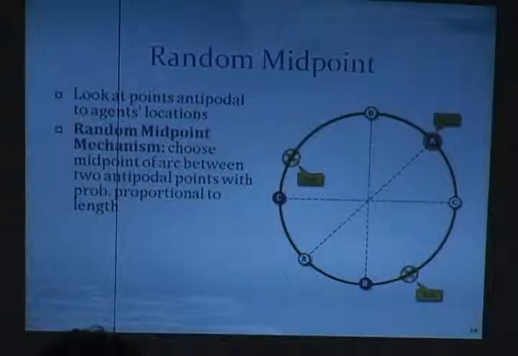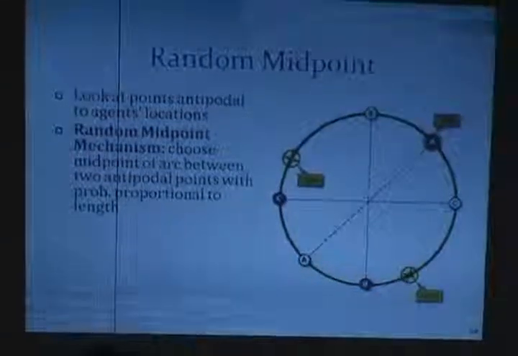So the random midpoint mechanism works as follows. For each pair of adjacent antipodal points, we choose the midpoint of the arc between them with probability proportional to the length of the arc. For example, if you look at the antipodal points to A and B, the length of the arc between them is 3/8 of the circumference of the circle. So we choose the midpoint between them with probability 3/8. The same goes for the arc between the antipodal of A and the antipodal of C. The length of this arc is 1/4 of the circumference, so we choose its midpoint, which happens to be the ideal location of A, with probability 1/4. So that's how the mechanism works, not very intuitive.